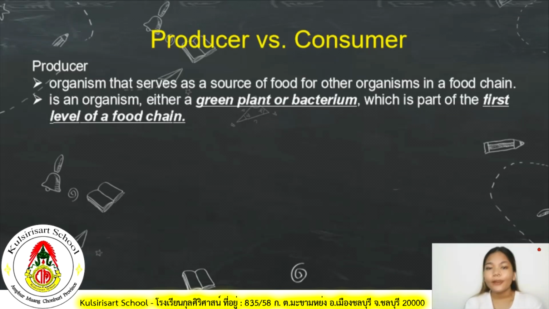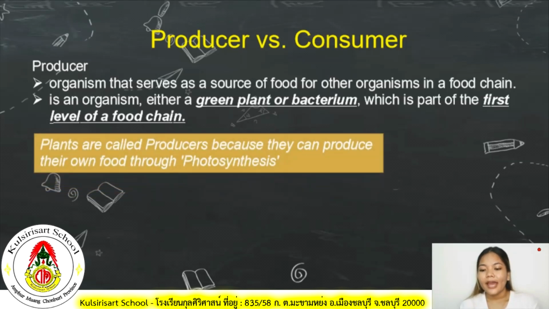An example of a producer is a plant. Now, plants are called producers. Why? Because they can produce their own food through photosynthesis. If you go back to our previous lesson, we mentioned there that plants make their own food through photosynthesis and they do not depend on other organisms to make their own food or to be alive, but other organisms actually depend on them for food, just like the consumers.